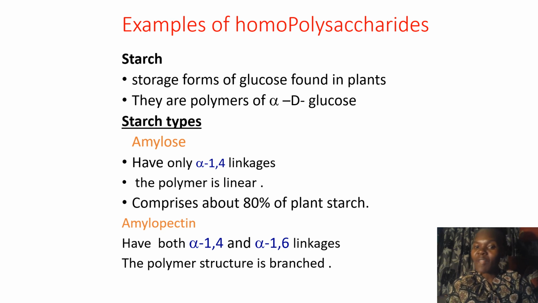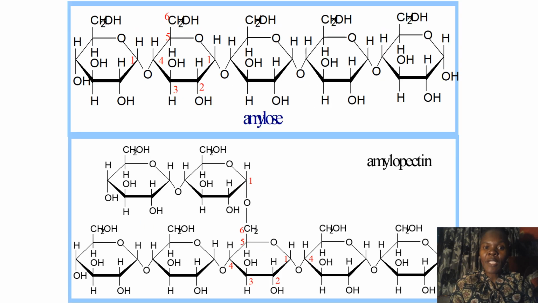So it both has the alpha 1,4 and alpha 1,6. It is a polymer structure which is branched, but what we have to bear in mind is that it is a homopolysaccharide, because on hydrolysis it will only yield one type of monosaccharide residue. So at this point in time we are talking about starch, and we have two types of starch, the amylose and amylopectin.